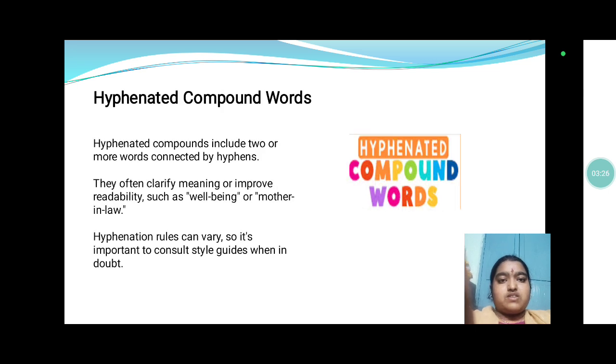Hyphenated compound words. Hyphenated compound words include two or more words connected by hyphens. As we have said, hyphens are used between words to form these hyphenated compound words. They often clarify meaning or improve readability, such as well-being or mother-in-law. So we can see hyphens between the words. Though it is one word, we can see hyphens separating the words. Such words are known as hyphenated compound words. Hyphenation rules can vary, so it's important to consult style guides when in doubt. So giving a hyphen is important in hyphenated compound words.